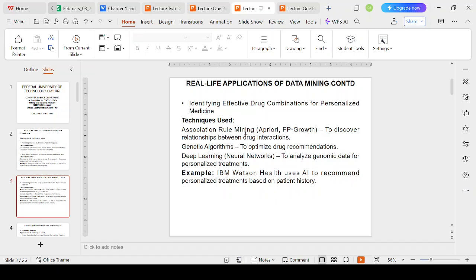Identifying effective drug combination for personalized medicine. Techniques used: association rule mining, Apriori, FP-growth, to discover relationships between drug interactions. Genetic algorithm to optimize drug recommendation. Deep learning to analyze genomic data for personalized treatment. Example, IBM Watson Health uses AI to recommend personalized treatment based on patient history.